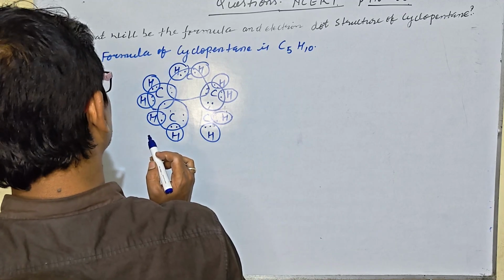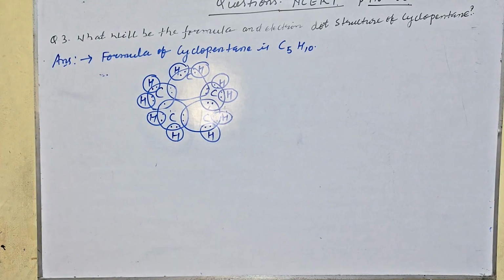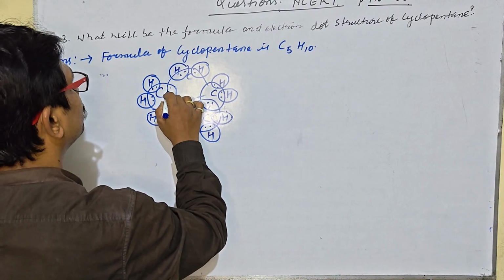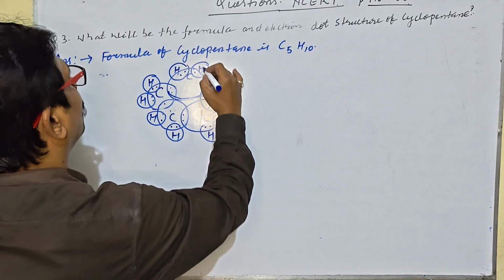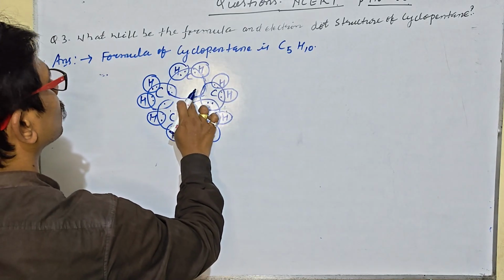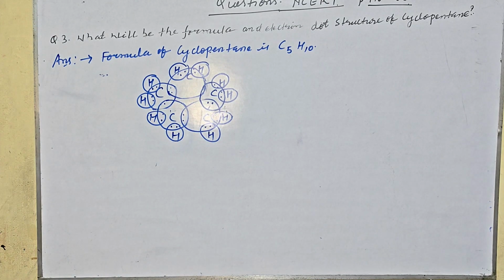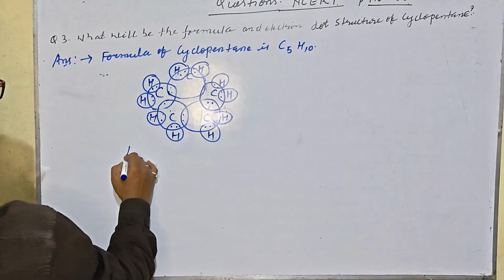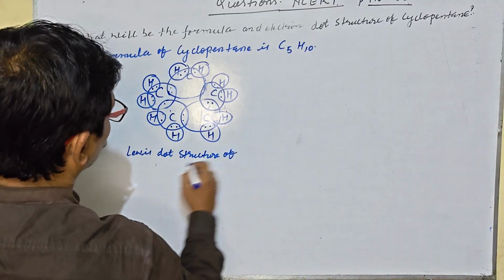And again the 6th one. Is it clear? This type of structure should be in a circle in a simple way. It means like this. No hydrogen will attach with another hydrogen. So this is the electron dot structure, the Lewis dot structure of cyclopentane.